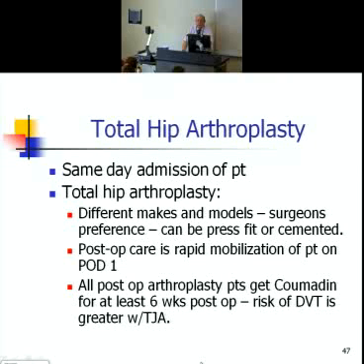So post-op day one, we get the patients up and out of bed. Okay, rapid mobilization again. All patients will get Coumadin or some sort of blood thinner for at least 6 weeks post-op. That's when the risk of DVT is the greatest. And the risk of DVT with a hip replacement is greater than the risk of DVT with a knee replacement. I don't know why that is, but it is.